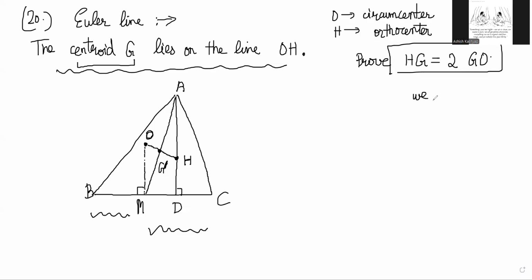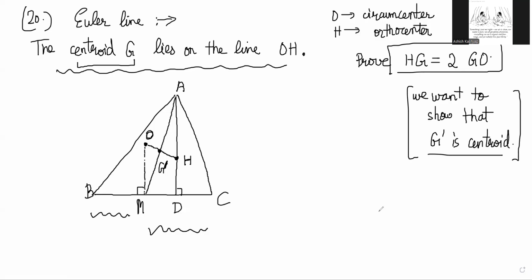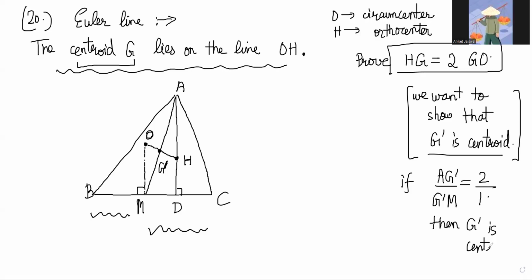We want to show that G dash is centroid, because that will mean that centroid lies on the line OH. So one way to show that G dash is centroid is to prove that AG dash by G dash M is 2:1, then G dash is centroid, right? Yes, sir. Because we already know that AM is a median. So any point that divides it in the ratio 2:1 will be centroid.